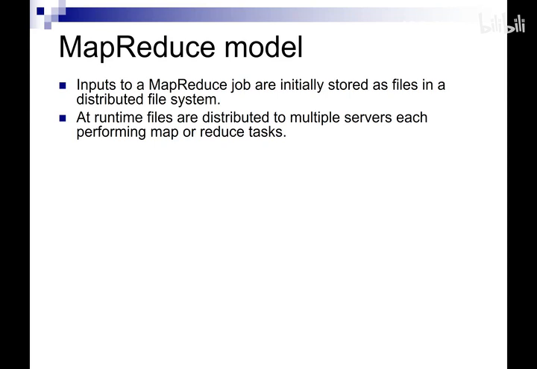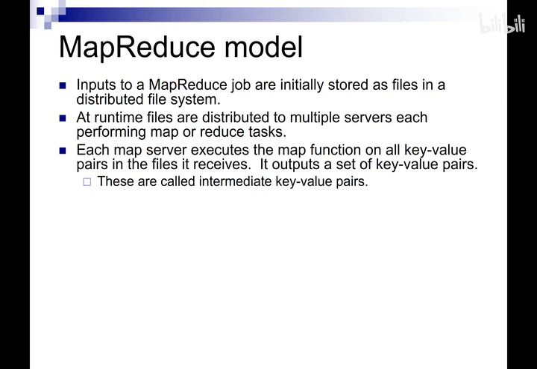Okay. And then the first thing is that when you start to run the MapReduce job, these files are pulled off of the file system, right? And then they're distributed to multiple servers. And then each of these servers is actually performing the map or reduce tasks. Okay, so we have servers both for the map tasks and for the reduce tasks.